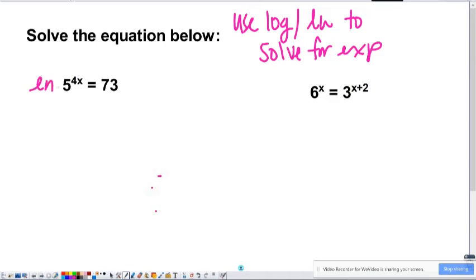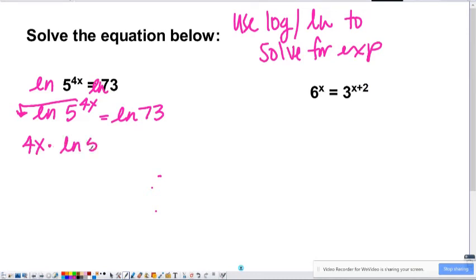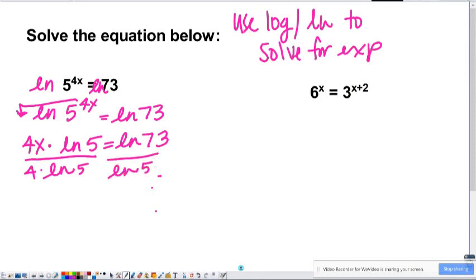So my first step is going to be to take the natural log of both sides as an algebra move. So now I have natural log of 5 to the 4x equals natural log of 73. Now I can bring this down front. So I have 4x times natural log 5 equals natural log 73. You can do this in one step if you'd like, or 2 steps. But now I'm just doing algebra, remembering that this ln stuff is all just numbers.